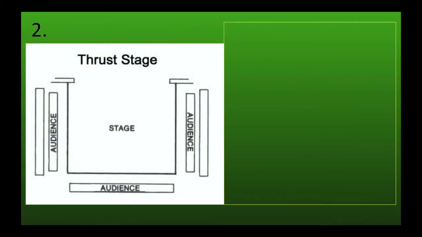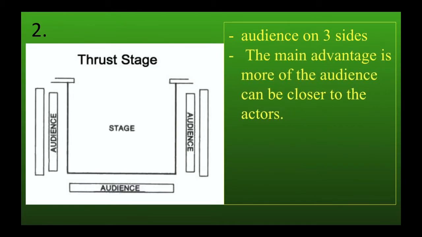Our next type of stage is a thrust stage. The thrust has the audience on 3 sides. The main advantage to the thrust stage is that more audience can be closer to the actor. And you also don't require that much set, because if you have a tall set, you can't see what's going on the other side of the stage because it's blocked.